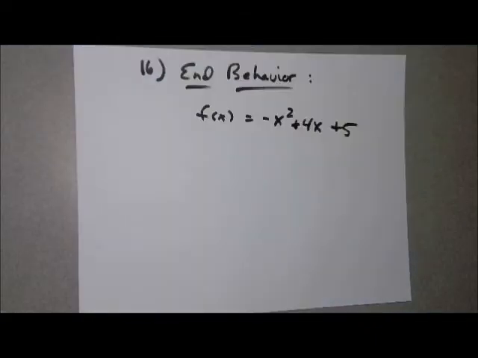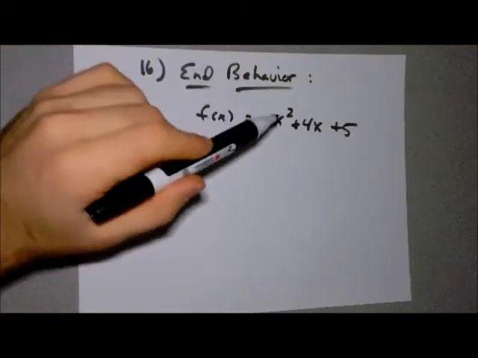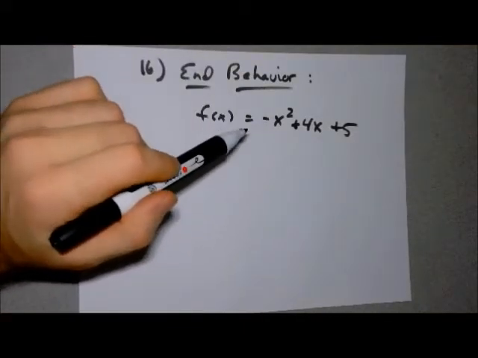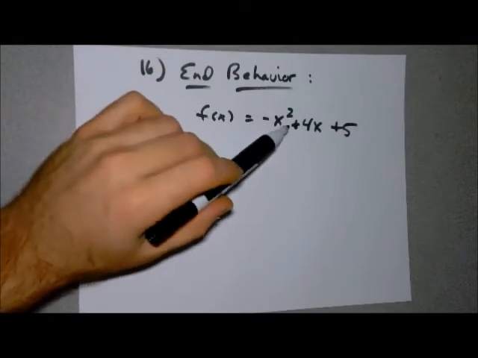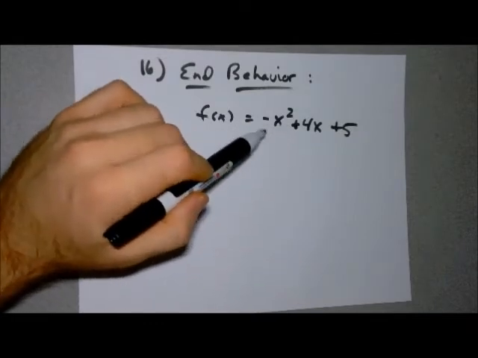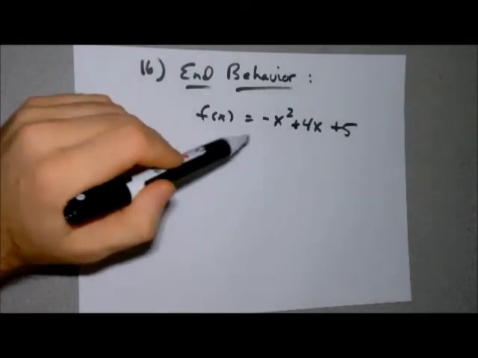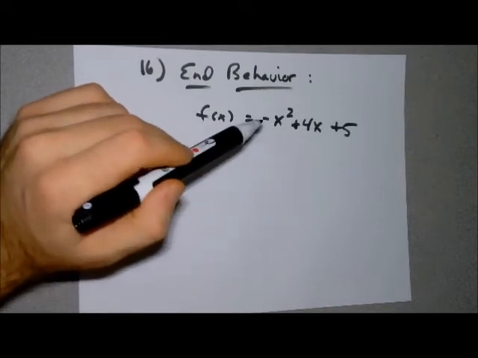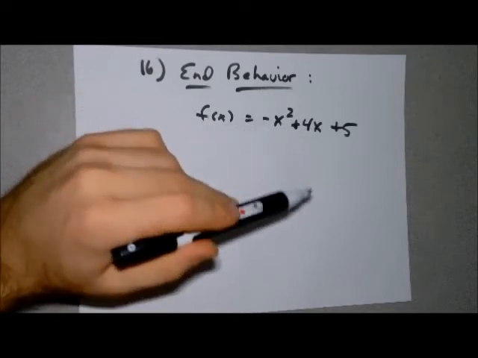For 16, it asks for the end behavior. If you do not recognize the shape, you would go to your calculator and graph this. But if you see that it's something with x squared and a negative out front, we recognize x squared to be something in the shape of a u. If there's a negative out front, it's something in the shape of an upside down u.